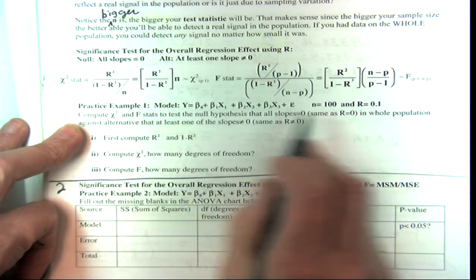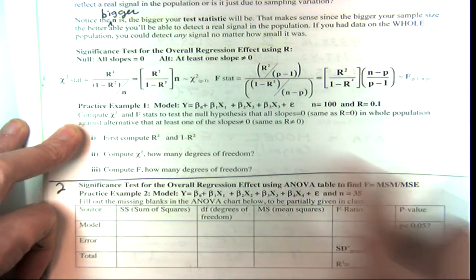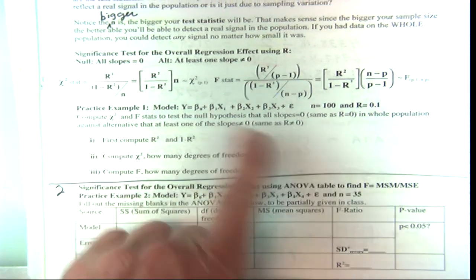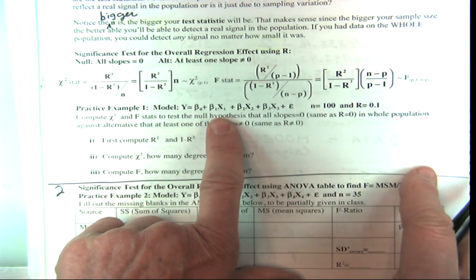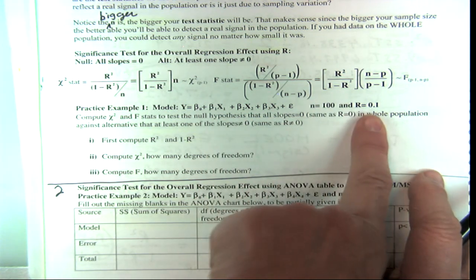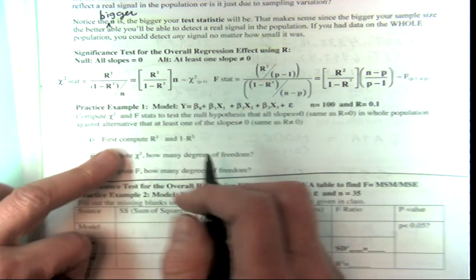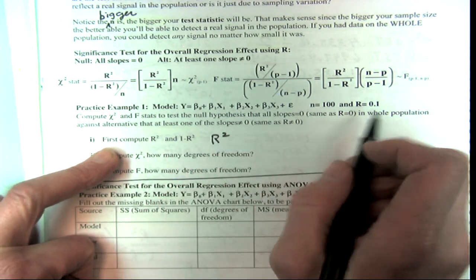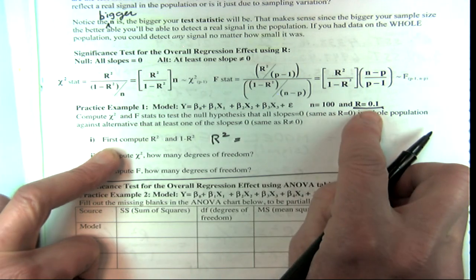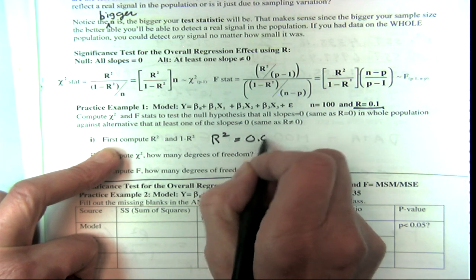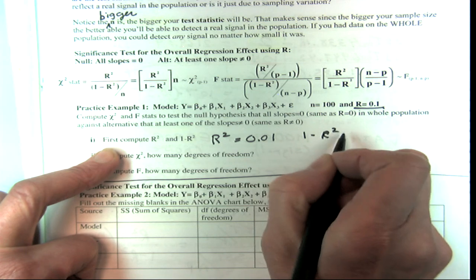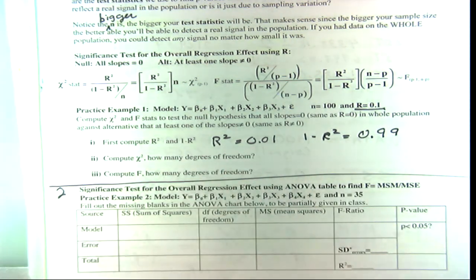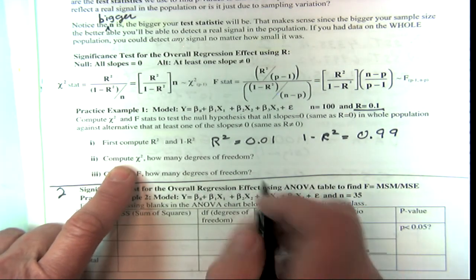All right, so this is your first one. So what are you given? You're given all this, and I want you just to compute the chi-square and F. So you're given this model, and you're given this r, and you're given that n. So first compute r squared. I'm just looking here, you're just going to square that. So it's 0.01. And 1 minus r squared is just going to be 1 minus that, so that's 0.99.